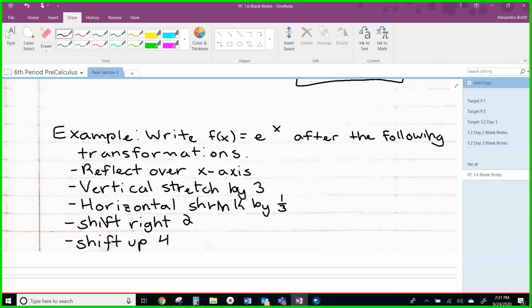Okay, so we have lots of things happening here. So I'm going to go through them one by one. Reflect over the x-axis, right? The x-axis is down here, so if I'm flipping over it, I'm flipping vertically. So that's outside of my function, right? So reflecting always puts a negative outside of my function.